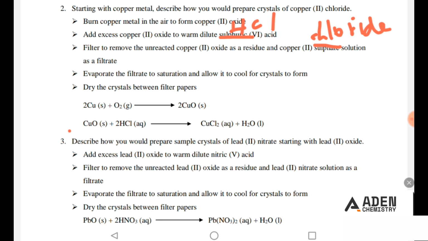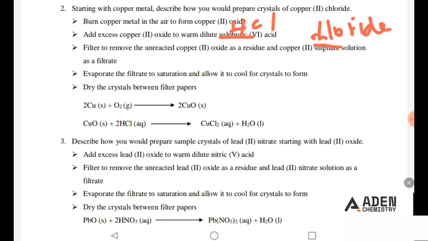So we are going to proceed to example 3. We are told describe how you will prepare sample crystals of lead 2 nitrate starting with lead 2 oxide. So the procedure is the same. We are going to say add excess lead 2 oxide to warm dilute nitric 5 acid, because we are told to prepare lead 2 nitrate. So the salt is a nitrate, so the acid must be nitric 5 acid.